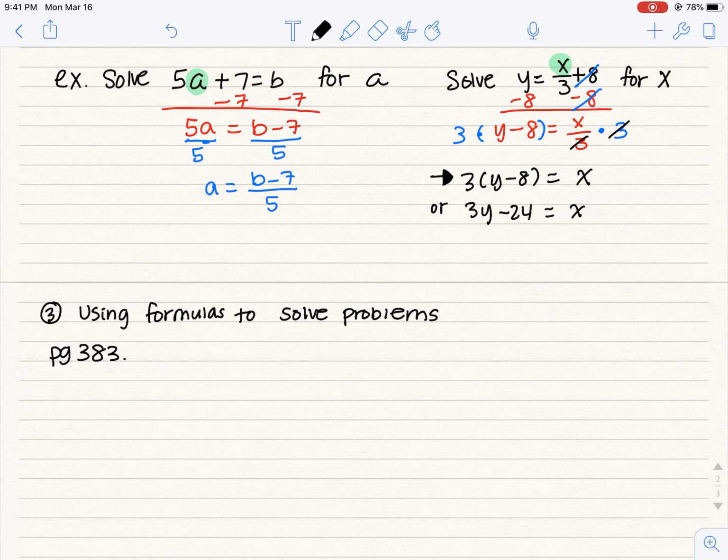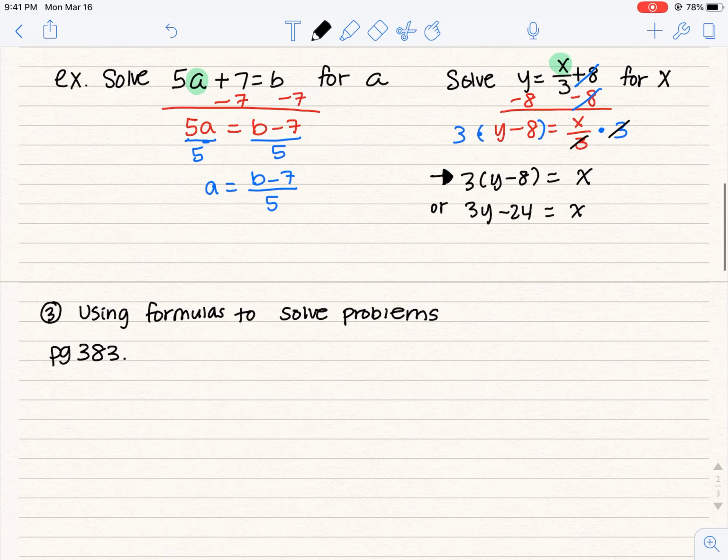Let's say you plan a 425-mile trip to Bryce Canyon National Park. You estimate you will average 50 miles per hour. To find about how long the trip will take, solve the distance formula D equals RT for T. So in this case, you want to find out how long it would take because you're solving for T.